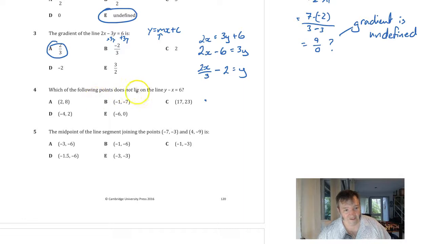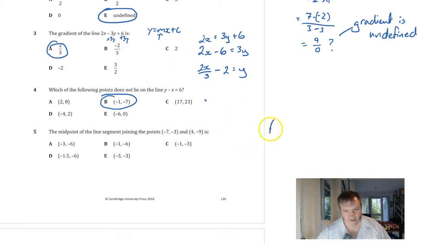Which of the following points does not lie on the line y minus x equals 6? Well, these ones you just test it. 8, that's the y coordinate, minus 2, that was the x coordinate, y minus x, 8 minus 2 is 6, so that works. -7 minus -1 would be -7 plus 1, which is -6. -6 isn't the same as 6, is it? So that's going to be the problem. Checking the others quickly. 23 minus 17, yep, that's 6. 2 minus -4 becomes 2 plus 4, yep, that's 6. 0 minus -6, 0 plus 6 is 6. So we know we got that one right.